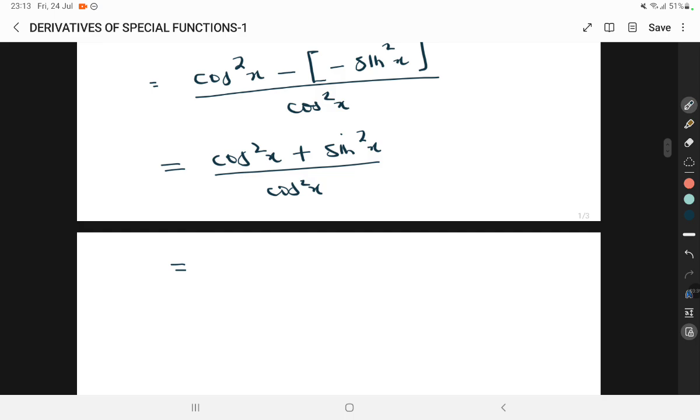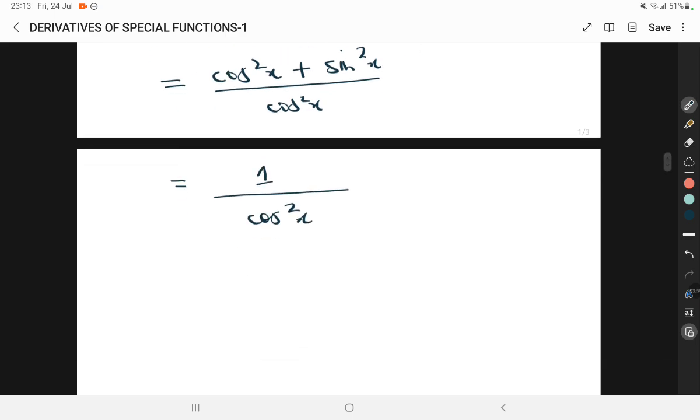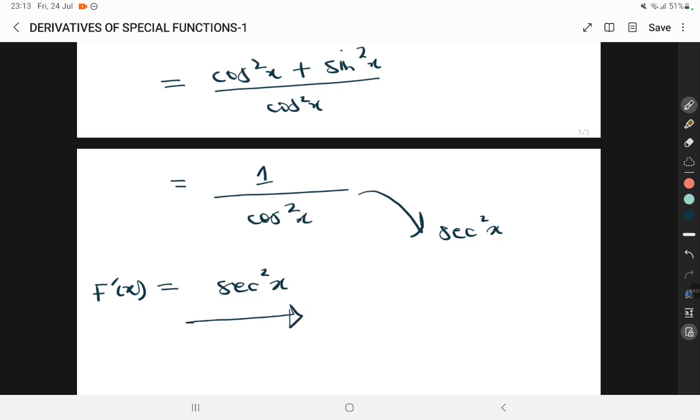And we know that cos squared x plus sin squared x is the same as 1, all divided by cos squared x. So 1 over cos squared x is the same as sec squared x. So that means the derivative of f of x is sec squared x. So this is our final answer. This is how we apply the quotient rule.